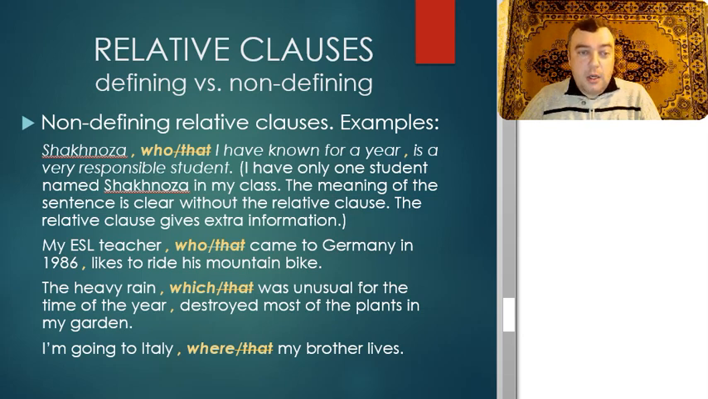I'm going to Italy, where my brother lives. So there's only one Italy in the world, and we do not need to identify which Italy my brother lives in. There's only one. So it's only a non-defining relative clause that we can use to give extra information about Italy. There's a comma that goes before the relative pronoun where, and no closing comma, because there's a full stop. The sentence ends at this point.